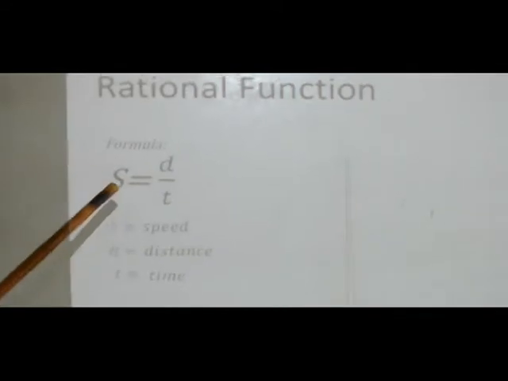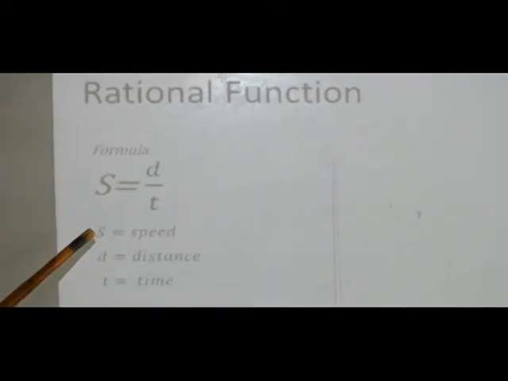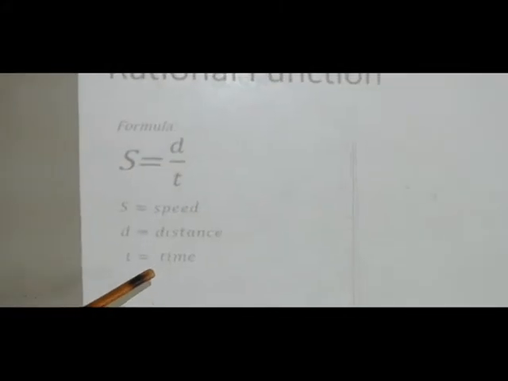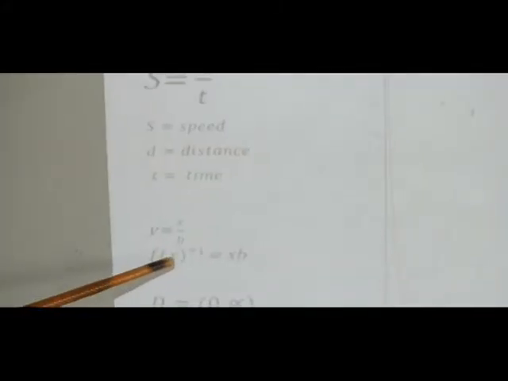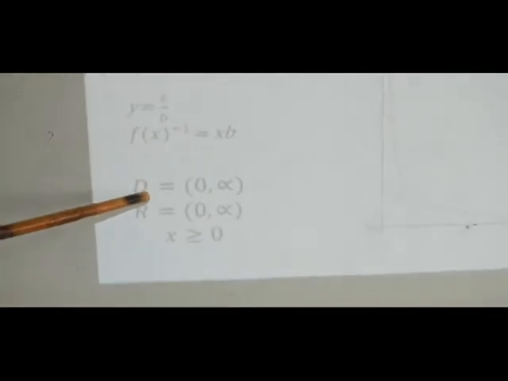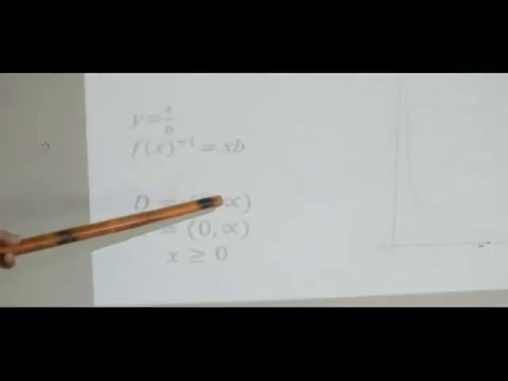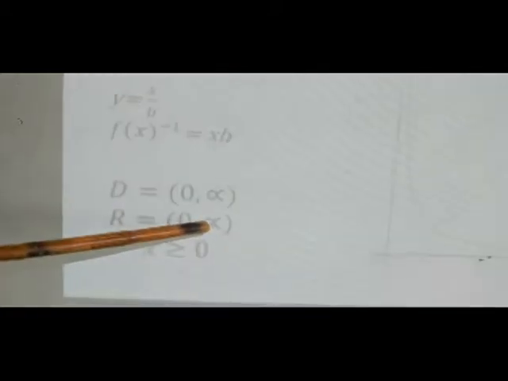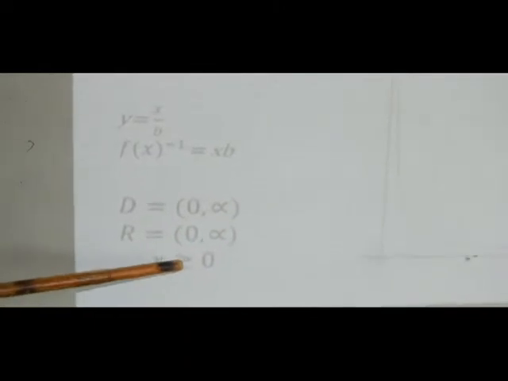Paano naman pre yung rational function? For a rational function, we have the formula S is equal to d over t, where S is equal to speed, d is equal to distance, and t is equal to time. For our inverse function, we have f of x raised to negative 1 is equal to x times b, where the domain is equal to 0 to positive infinity, range is equal to 0 to positive infinity, and vice versa, where x must always be greater than or equal to 0.